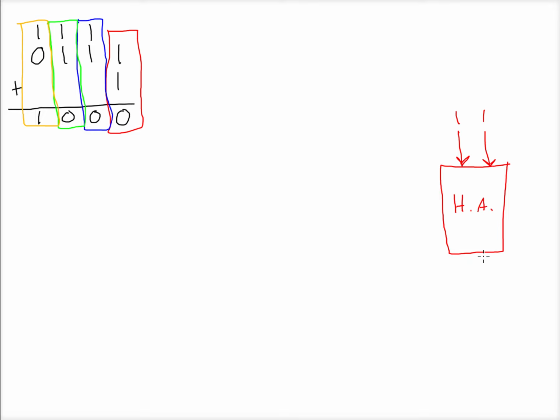Alright, and we have our sum. Well, we know our sum is 0. And we carry a 1 to the next half adder. Alright, so this is representing this carry that I'm pointing at up here.